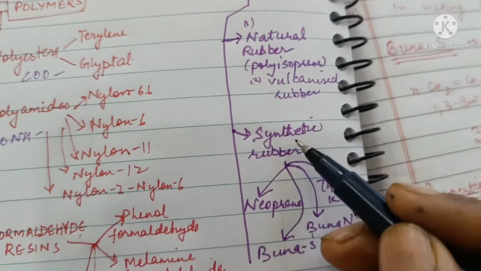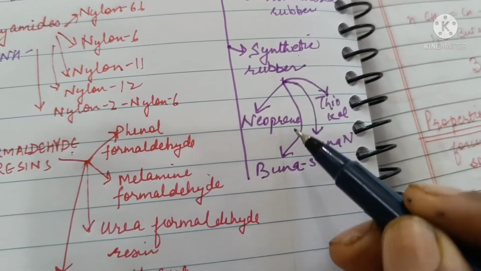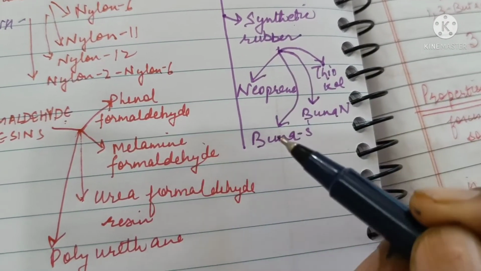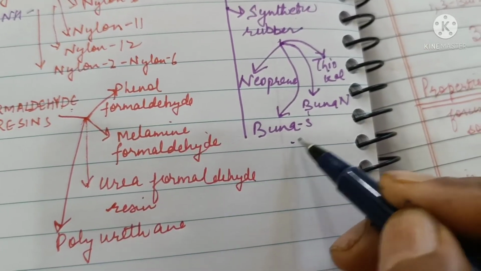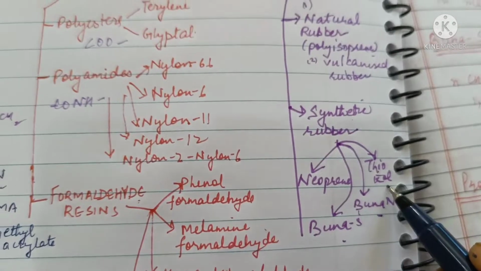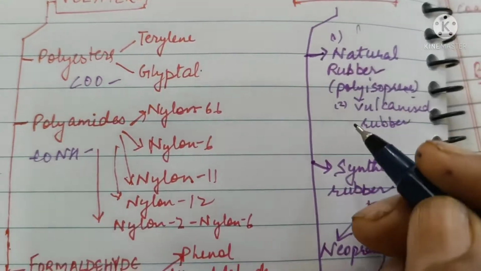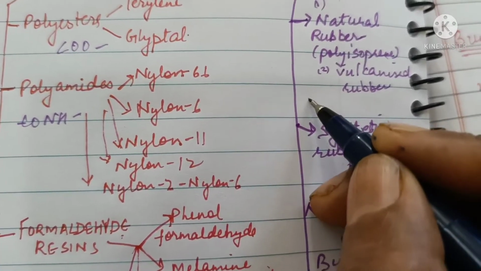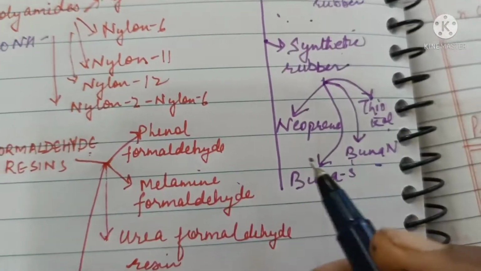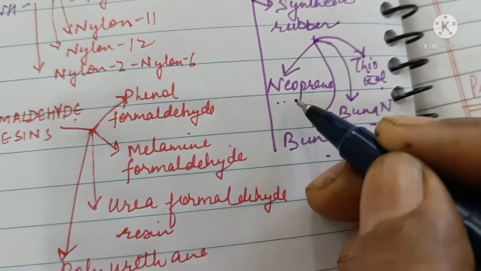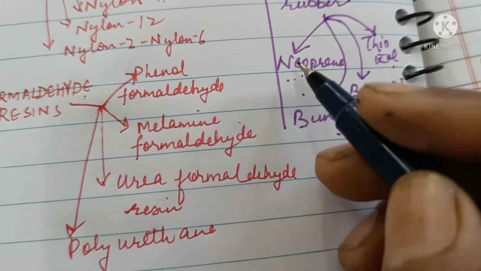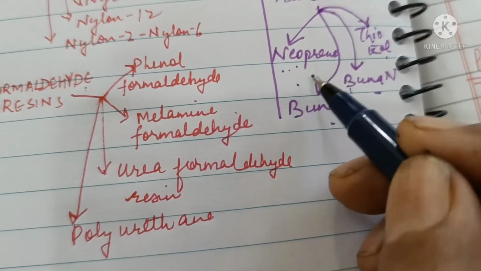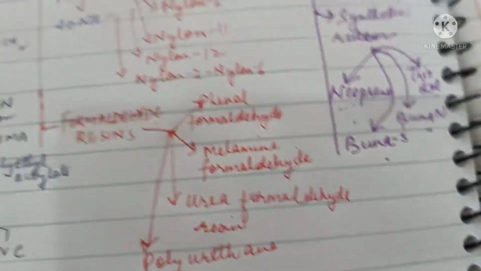There are synthetic rubbers. We can also make rubber synthetically. This synthetic rubber, depending upon the monomers used, is of 4 types: neoprene, Buna S, Buna N, and Thiocol. Where natural rubber was the polymer of 2-methyl-1,3-butadiene, neoprene is a polymer of 2-chloro-buta-1,3-diene, which is also called chloroprene. When it is polymerized, it forms neoprene.